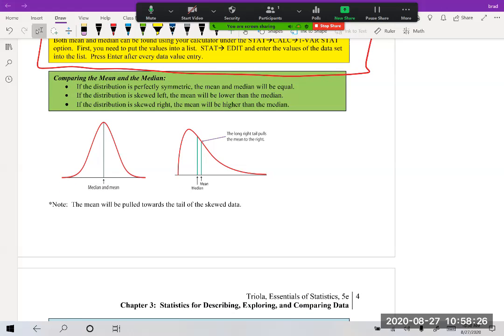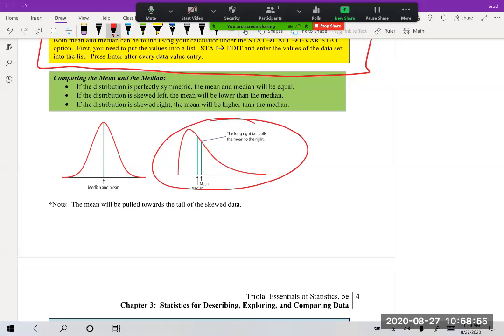Comparing the mean and the median. So basically what they want you to do is to try to think about, like we just did, if we have a skew to the right. So let's say we have this graph right here, and the long tail on the right pulls the mean. So the mean is going to be a little bit further away from the center of the data because the data is skewed to the right. So it's pulling the mean.